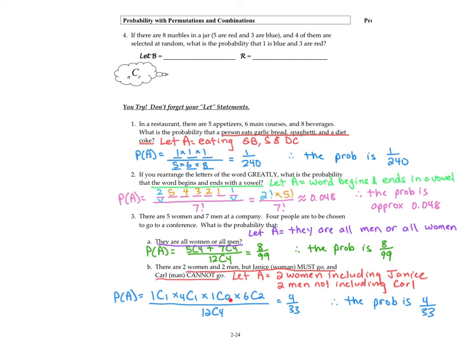This is Carl. We don't want to choose him, which means we still need 2 men. But since we can't choose Carl, we need to take him out of the mix. So instead of 7 men, now there's only 6 men. And that's out of a total of 12 people. We're going to choose 4 of them. Probability of 4 over 33.